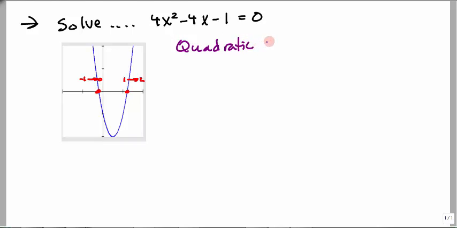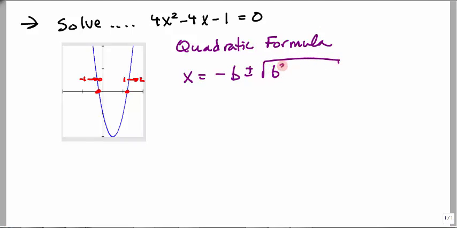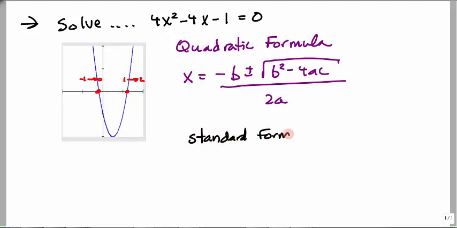Now the directions on this from my math lab were actually to use completing the square, but I want to show you how the quadratic formula works just as well. So here's our quadratic formula. Of course, you should have this memorized. And it has a's and b's and c's in it. So we need to figure out where those a's, b's and c's come from. So first of all, we need to make sure that our equation is in standard form. Standard form means it equals 0. So we have 4x squared minus 4x minus 1 equals 0.